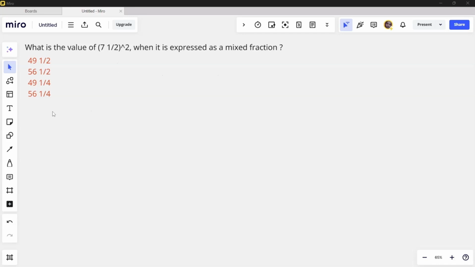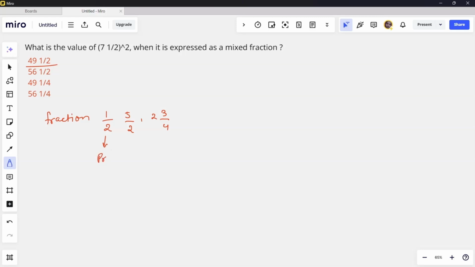Okay, let me tell you what a fraction is. As you can see, this is a fraction, 1 by 2, and 5 by 2 is also a fraction, and 3 by 4 is also a fraction. This is called a proper fraction.